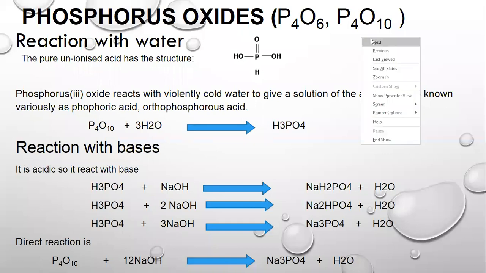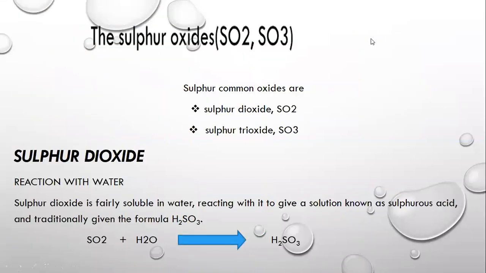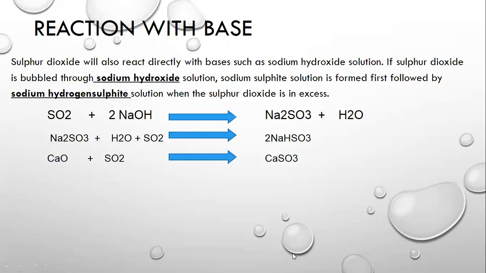The next are sulfur oxides. Common sulfur oxides are SO2 and SO3. SO2 is regarded as sulfur dioxide. It is fairly soluble in water and it gives a solution known as sulfurous acid with the formula H2SO3, and the reaction is SO2 plus H2O gives you H2SO3. It reacts with a base to give you a compound Na2SO3.